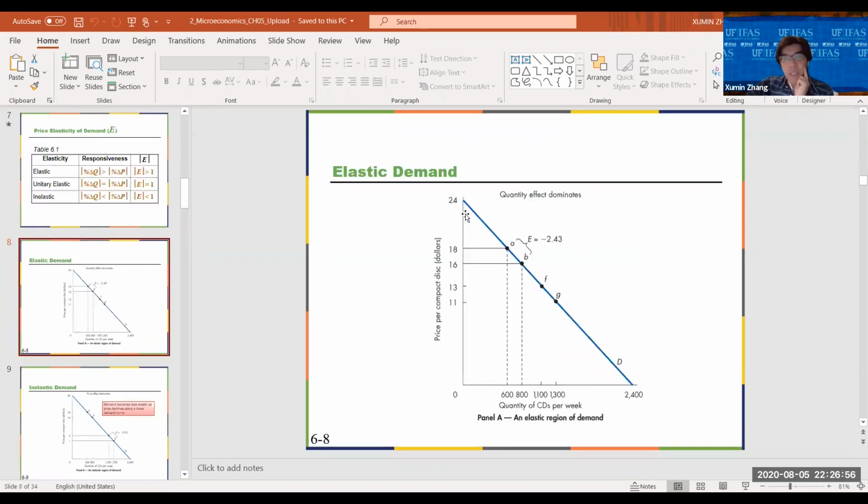Usually I use this linear demand curve, and using this, we have the information regarding the price and the information regarding the quantity demanded.